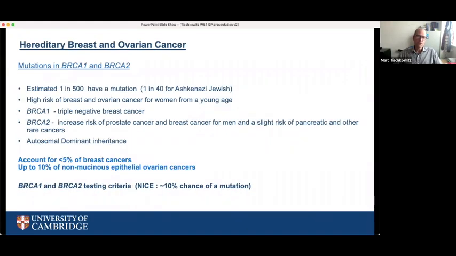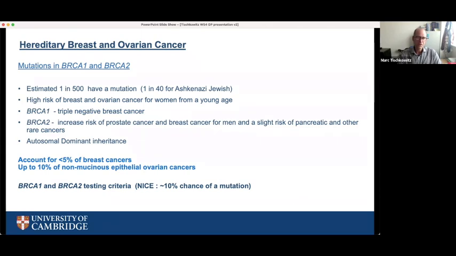A brief overview of hereditary breast and ovarian cancer. By far and away, the most important genes are BRCA1 and BRCA2. They were originally identified in the 1990s, and they are still the most important genes. There's a high risk of breast and ovarian cancer for women from a young age. In BRCA1, you typically see more triple-negative breast cancer. BRCA2 is also associated with other cancers such as prostate cancer, breast cancer for men, and slightly increased risk of pancreatic cancer.